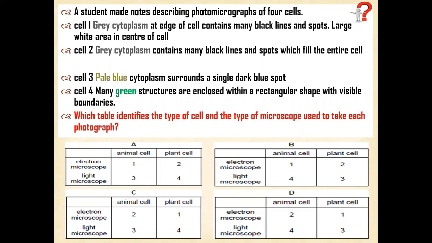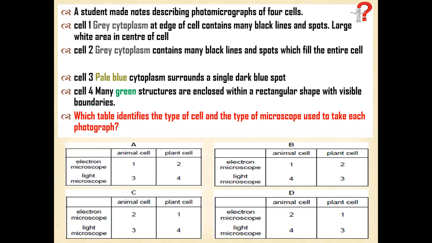Now, in the question statement, the examiner is saying a student made notes describing a photomicrograph of 4 cells. Cell number 1: the gray cytoplasm at the edge of the cell contains many black lines and spots, with a large white area in the center of the cell. If you see the gray cytoplasm, it means it's not a colorful image, so this image has been taken by electron microscope.